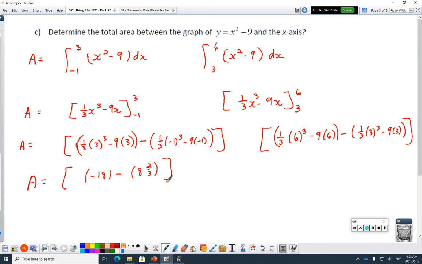And then, I don't know, something's got to go in between here. I don't know what's going to happen here. We'll deal with that in a second. And then this is, I remember this from the other one. This is 72 minus 54. And this is minus, I just did this one, so I can do it again and make sure it's right. 27, 9 minus 27, minus 18.